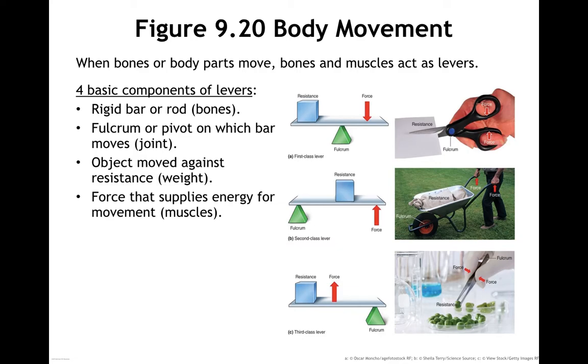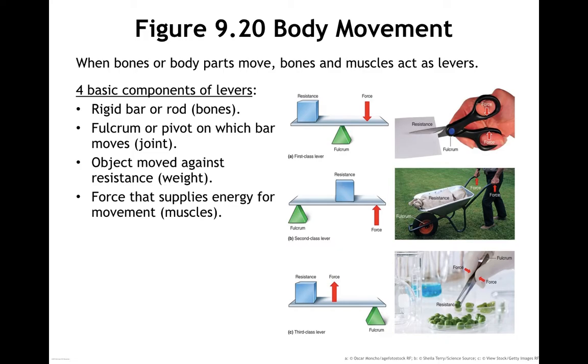There are four basic components to any lever, as I'm sure you remember from physics. There is a rigid bar or rod, in this case the bone. The fulcrum or pivot on which that bar moves would be the joint in the case of body movements. There is an object moved against some resistance, in this case the weight that we need to move. And there's the force that supplies the energy for the movement, and in this case, that would be the muscles.